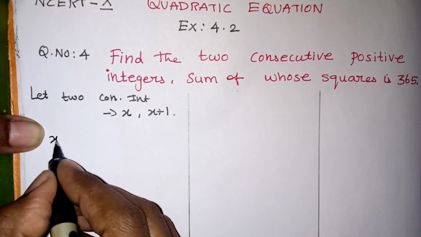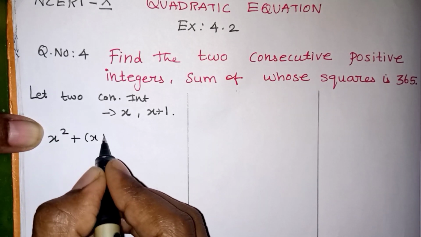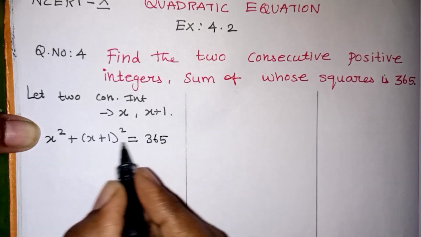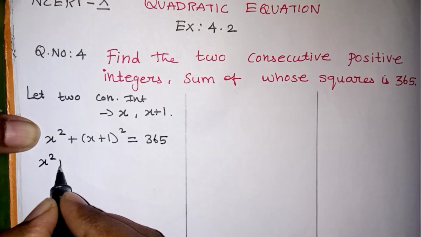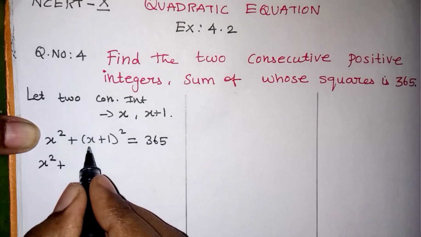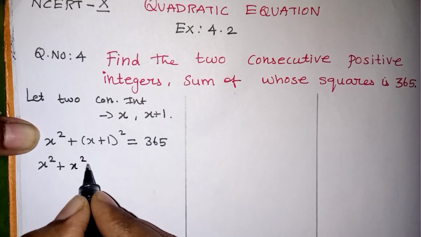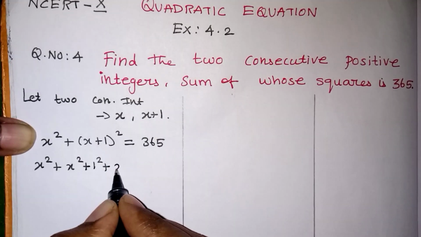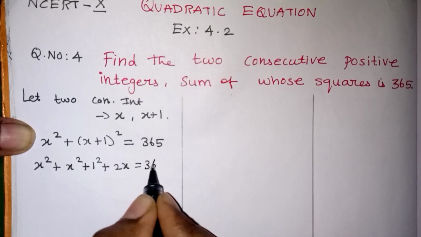So the given condition: (x squared plus x plus 1) the whole squared equal to 365. So this x squared you can keep as it is. This looks like the (a plus b) the whole squared formula, so a squared plus b squared plus 2ab. 2 into x into 1, so 2x, which is equal to 365.